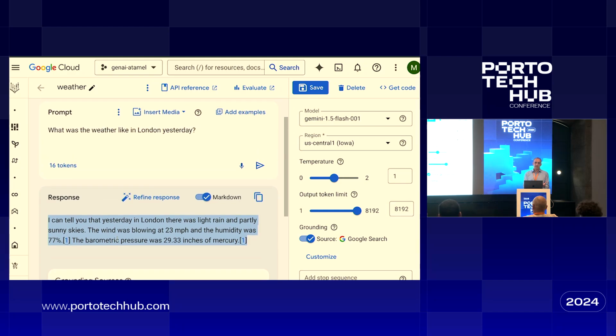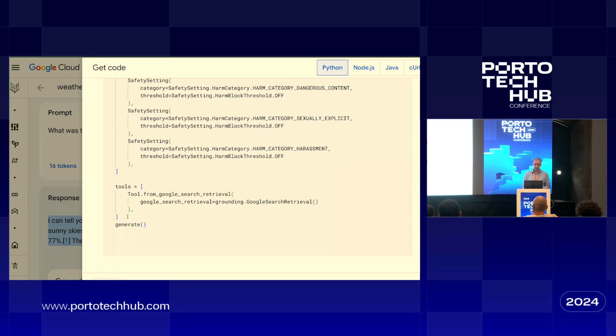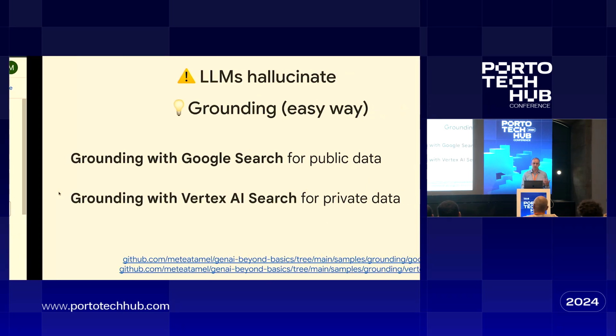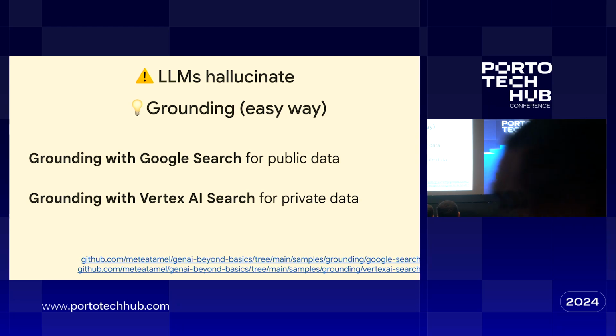So as you see, this is quite easy. And if you look at the code, to do this in your code, all you need to do is come to your tools, create a tool called Google Search Retrieval, and then pass that tool to your model. And with that, you get grounding. So it's quite easy. That's why I call it the easy way of grounding your LLMs. This is great if it works, but in some cases it's not going to work. Like you enable grounding with Google Search, but it's not giving you the right results, and there's nothing you can do about it.